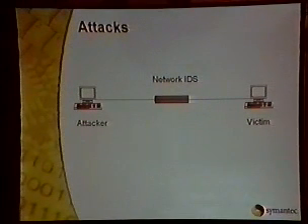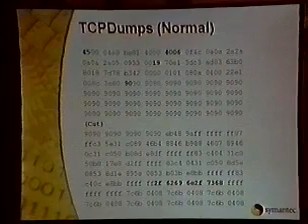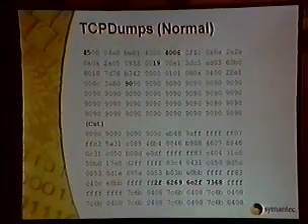So here, let me put this slide in so that we can understand we're no longer looking at the host in polymorphism, we're going across the wire. Here we have an attacker, and then we have a network IDS in the middle sniffing packets, and then we have the victim themselves. So how can IDS vendors, network IDS vendors, go about detecting these polymorphic attacks? I'm sorry, let's look at TCP dumps first.